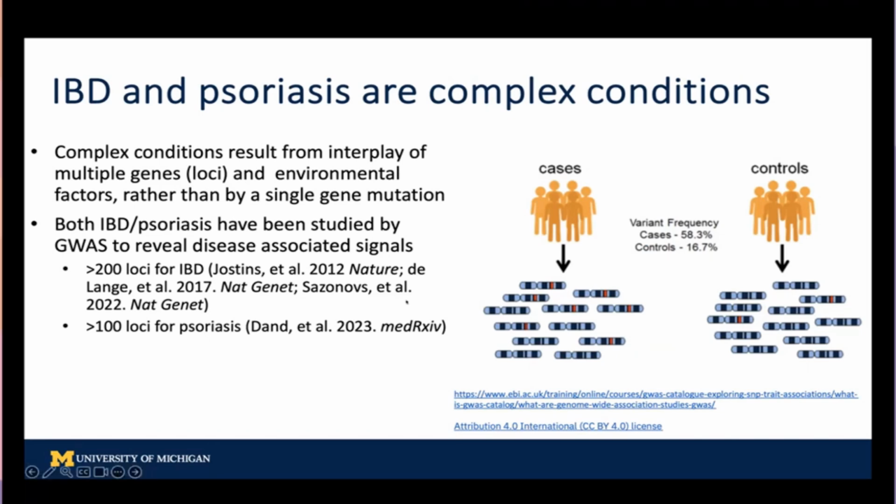In genome-wide association studies, the concept is that for each genetic variant, we compare the allele frequencies in cases versus those in controls, and identify the disease-associated variants that have a big difference between cases and controls.